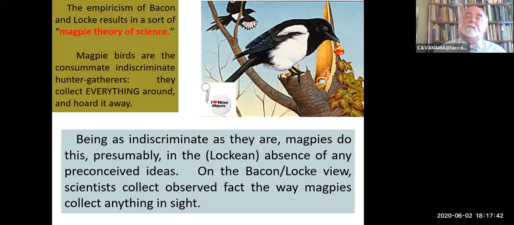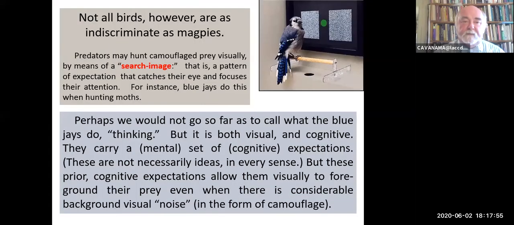Now, on the Bacon-Locke view, this is basically what scientists do. Remember what Darwin said, I went out and gathered facts on a wholesale scale without respect to any theory or other body of ideas. But not all birds are like magpies. Jays are also hunters and gatherers, but they operate by means of search images. Now, there's some interesting experimentation about cognition. We wouldn't call it thinking, perhaps we could call it cognition. It's visual, it's cognitive. Jays carry a mental set of cognitive expectations, not necessarily ideas in every sense. This helps them to do what they need to do, which is to eat. And what they eat is, yuck, moths.